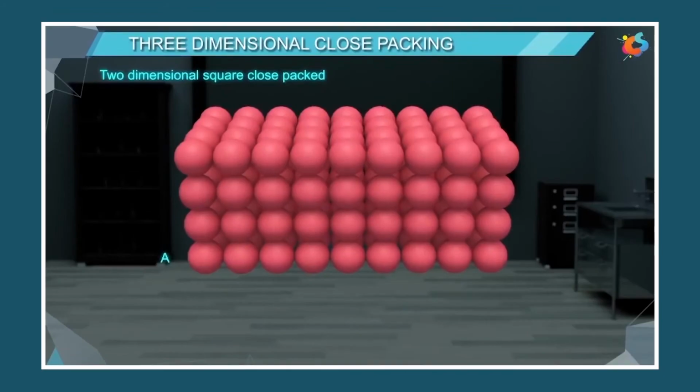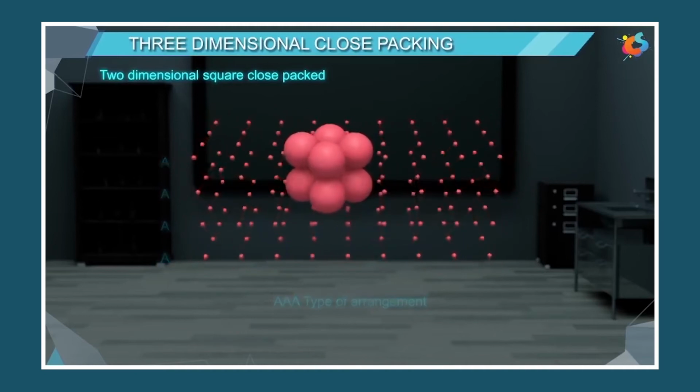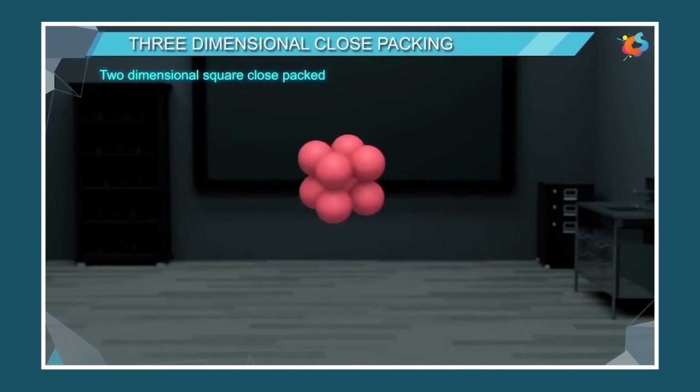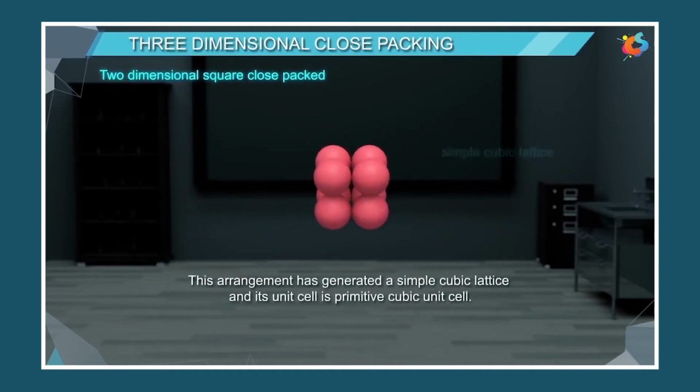If we call the first layer A type, and since all layers are also the same type, this kind of arrangement is known as AAA type of arrangement. On observing carefully, we will find that this arrangement has generated a simple cubic lattice and its unit cell is primitive cubic unit cell. Now, we shall see the three-dimensional close packing from two-dimensional hexagonal close packed layers.